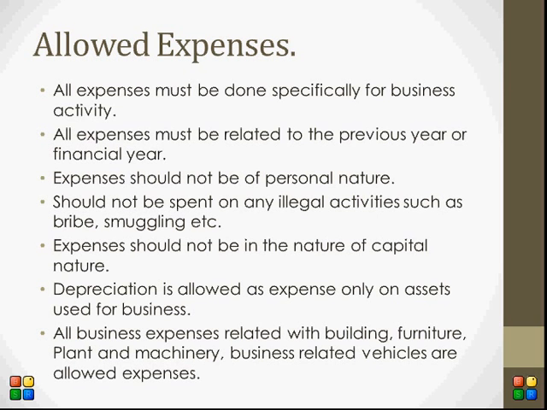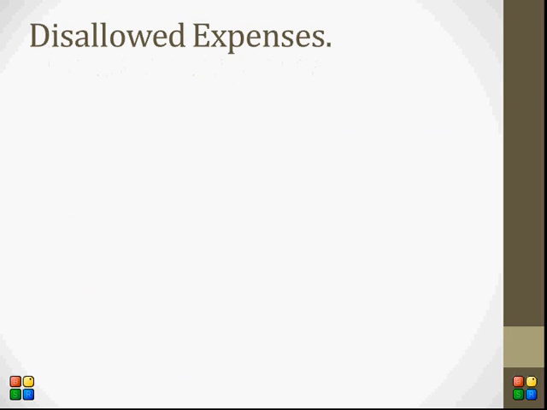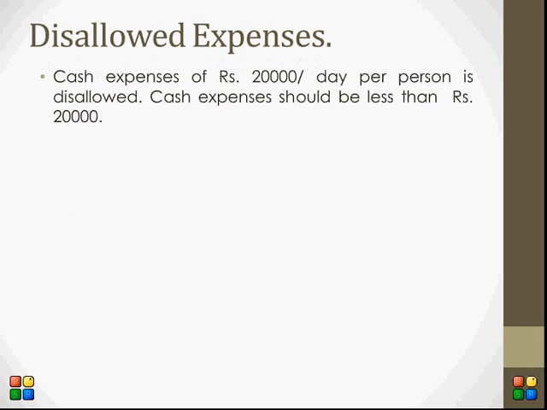All expenses must be done specifically for business. If you are doing repairing to the building, if it is not major repairing, you can claim it as expenses. If you are doing some expenses on furniture, you can claim it as an expense for business. Plant and machinery repairing, business related vehicles, if you are doing some expense on these assets, then these are allowed expenses. But these assets should be related to the business only. It should not be related to personal use of the owner.